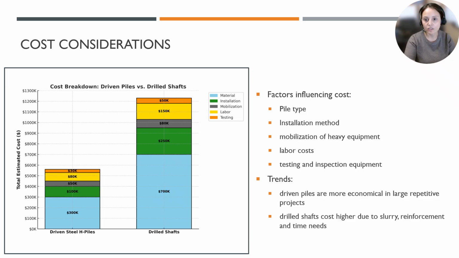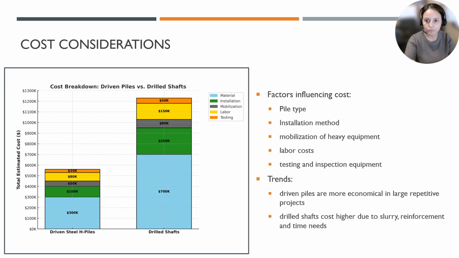Mobilization of heavy equipment is also a significant expense. Moving cranes, hammers, or drilling rigs to site and setting them up can be costly, especially in remote areas. Labor costs add up as well. Skilled operators and crews are essential for both driving and drilling, and efficiency in the field has a big impact on costs. And finally, testing and inspection contribute to the total. While these add to the budget, they're essential to verify that piles meet design capacity and prevent costly failures down the line.